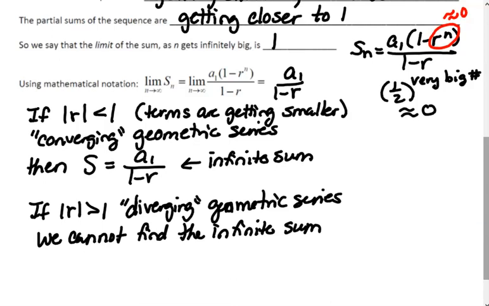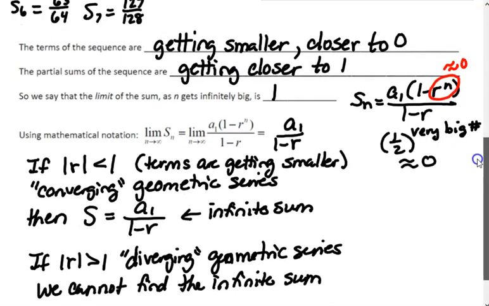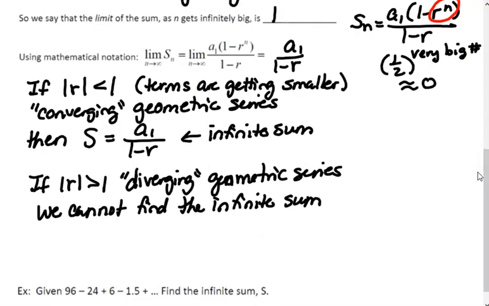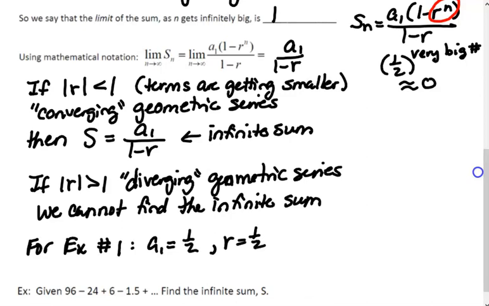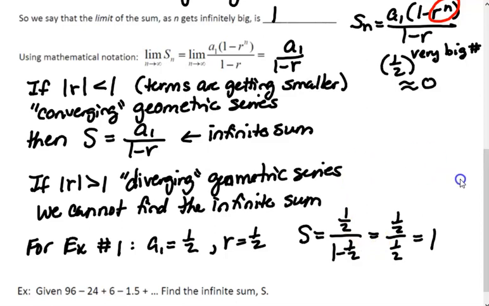But let's go back to this example above. So using the sum formula for our example above, for example 1, where we have a sub 1 equals 1/2 and r equals 1/2, we clearly have a converging geometric series because the terms are getting smaller, r is less than 1. Then we say S is equal to a sub 1 over 1 minus r, which is 1/2 over 1/2, which is 1. And that's exactly what it looks like when we were adding up our terms. We saw that our sums were getting closer and closer to 1.